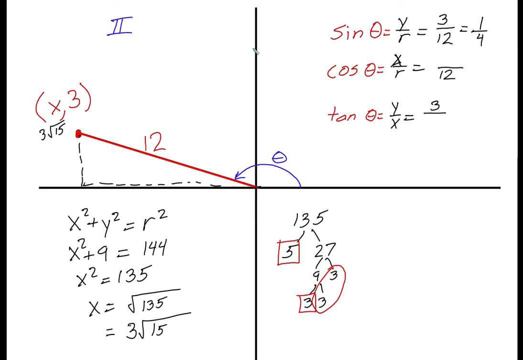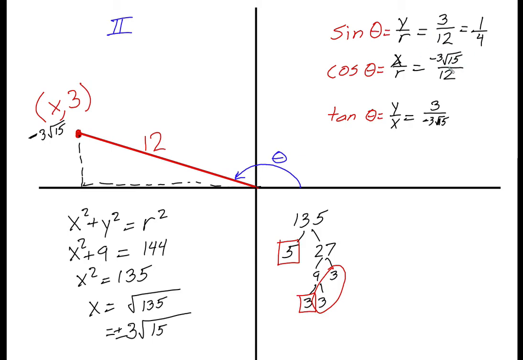But wait a minute, we're in quadrant 2, which means x has to be a negative number. Well, we took a square root. There are actually 2 square roots of 135. There's positive 3 square roots of 15, and there's negative 3 square roots of 15. Because we know we're in quadrant 2, we want the negative answer for x: negative 3 times the square root of 15. That's our x-coordinate. Now we can put that in. Negative 3 times the square root of 15 over 12.